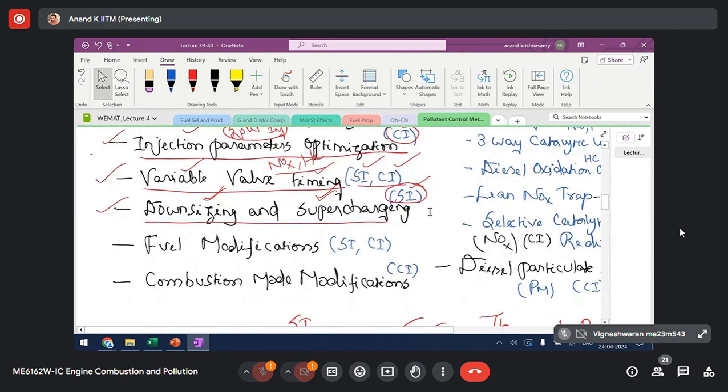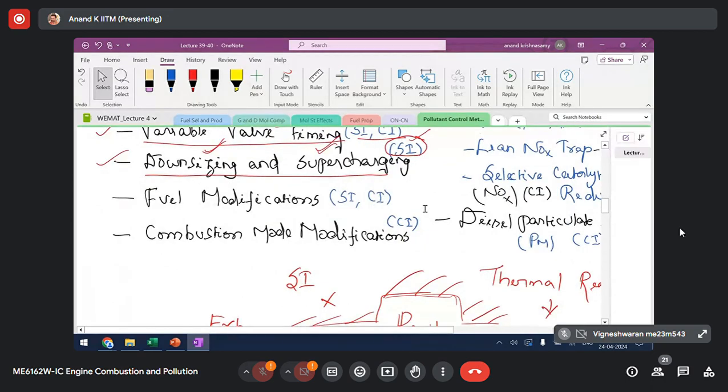So this is a quick recap of what we have discussed in the previous class about in-cylinder control. Now we are going to start with fuel modification based approach, which is again an important in-cylinder pollutant control method, which is adaptable for both SI engine and CI engine.